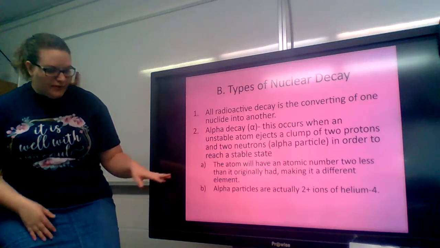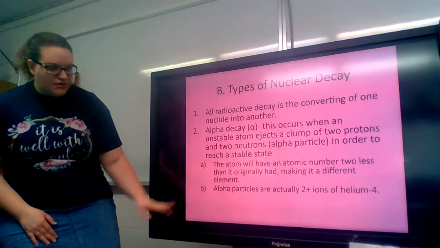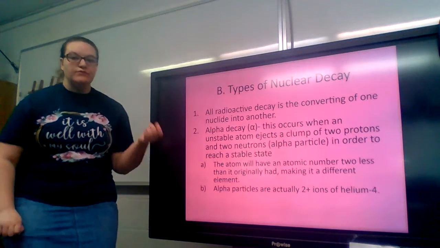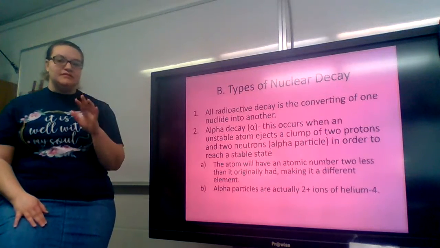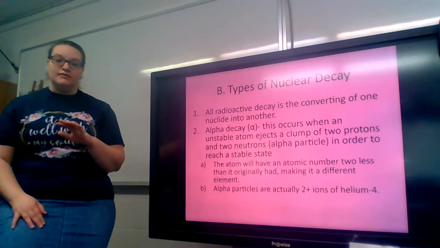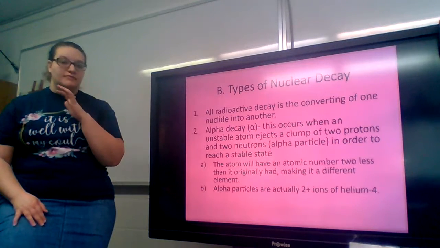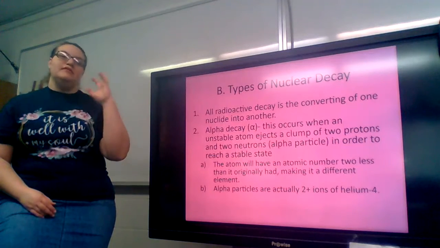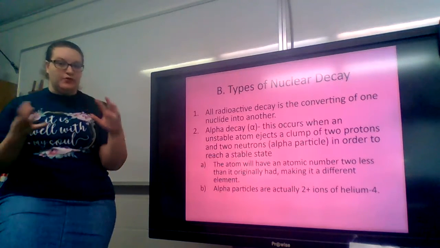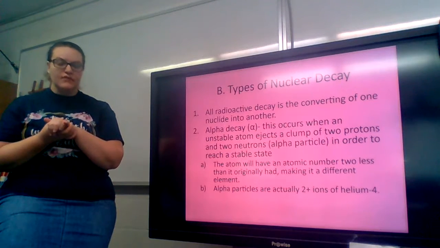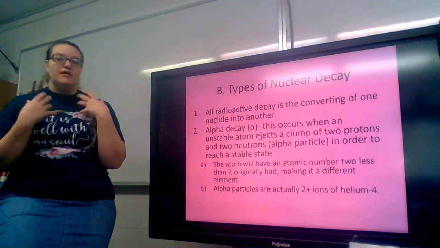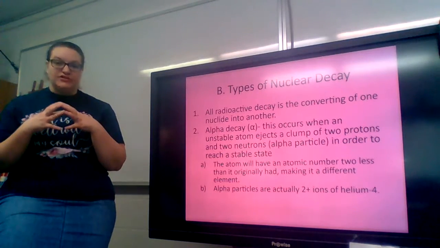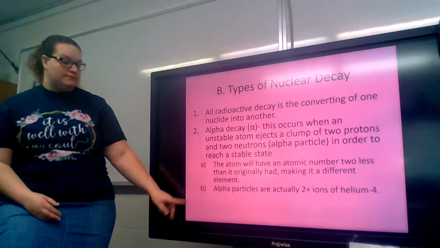Now, alpha particles are actually positive ions of helium-4. So the alpha particle that's emitted is a helium-4 ion. Again, it doesn't just disappear into thin air, it becomes something else. If you put the helium-4 back together with the substance that it decayed into, you would have the original overall mass number and the original amount of energy. Everything would be conserved.